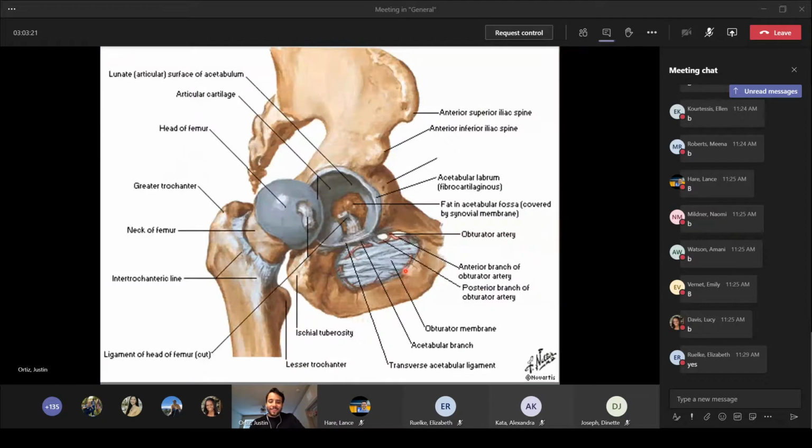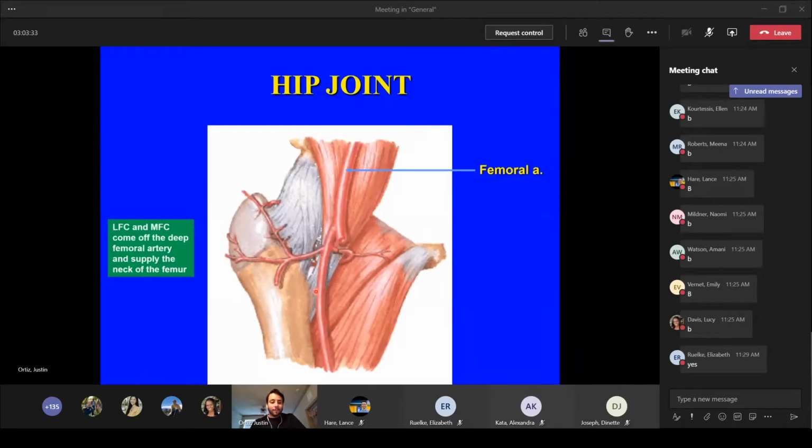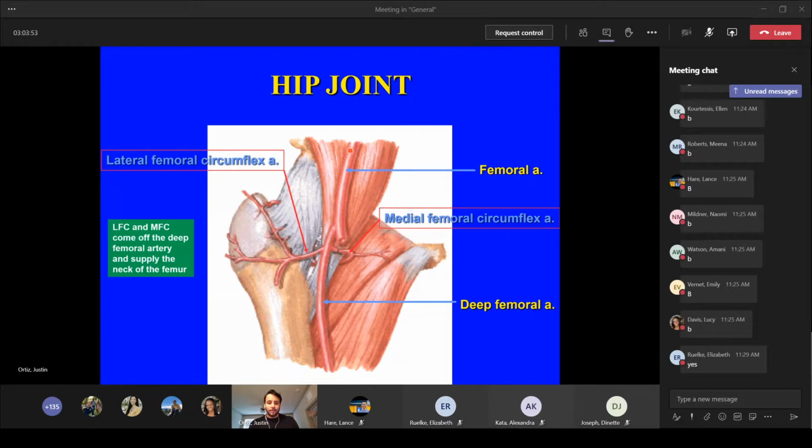Okay, just a list of things. He talked about this a little bit. Just know things attached to the ligament. You have a ligament at the head of your femur, the neck. That's nothing too important here. You have lateral femoral cutaneous and medial femoral cutaneous. Remember, we talked about this earlier. These are going to be coming off the deep femoral artery, right? And they supply the neck of the femur. So lateral femoral cutaneous and medial femoral cutaneous come off the deep femoral artery. And this is going to be the femoral artery.